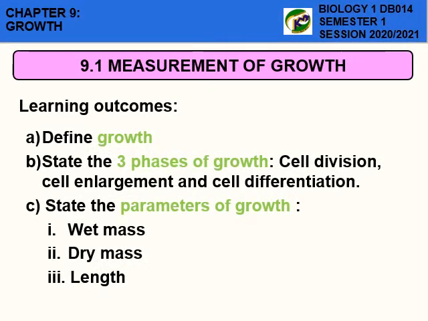Our objectives are, first, you need to define growth. Second, state the three phases of growth, which are cell division, cell enlargement, and cell differentiation. Third, you need to state the parameters of growth, such as wet mass, dry mass, and length.